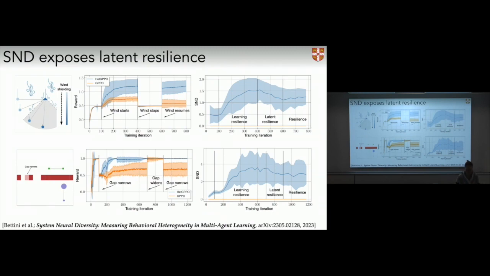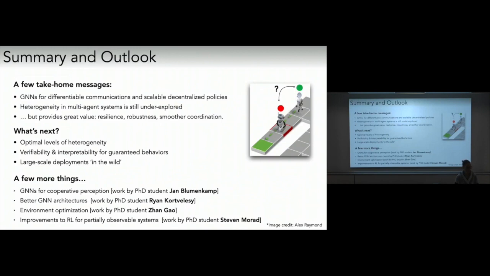So this brings me to the end of my talk. I just want to spend a few minutes wrapping up with a few take-home messages. First, I hope that I've been able to show you that graph nets are very interesting for learning interactions in multi-agent systems and allow us to produce differentiable communication architectures with scalable policy execution in decentralized systems.